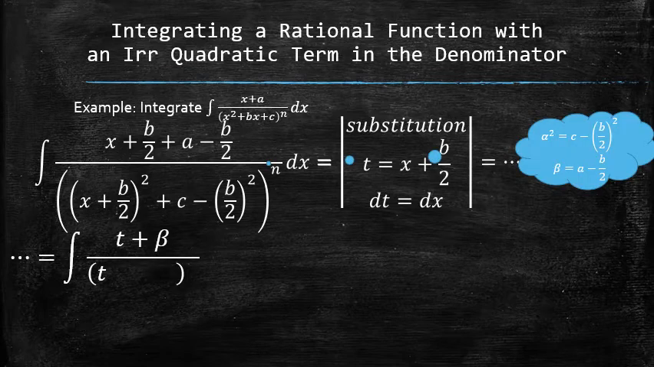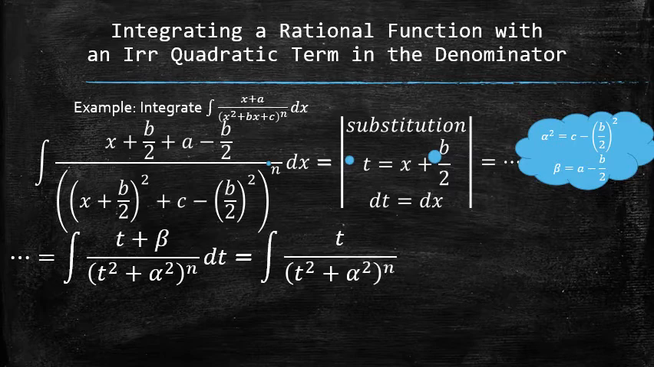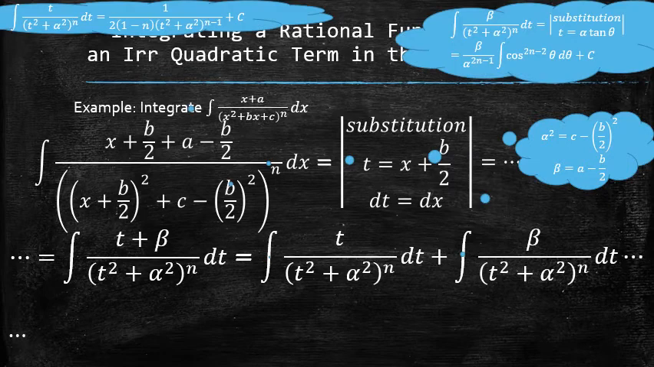As a result, we have an indefinite integral in terms of t of a rational function that we already know how to integrate. We use the linearity property of the integrals and split it into two simpler integrals, each of which we already discussed previously.